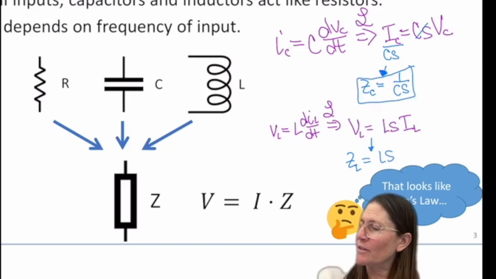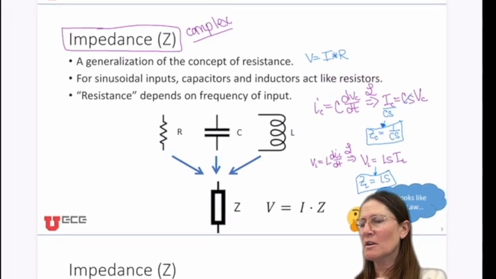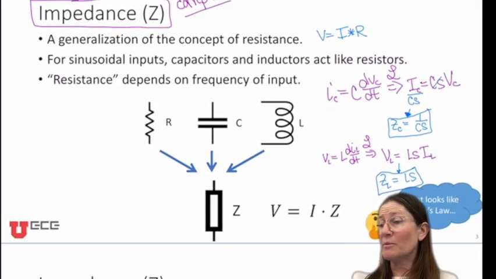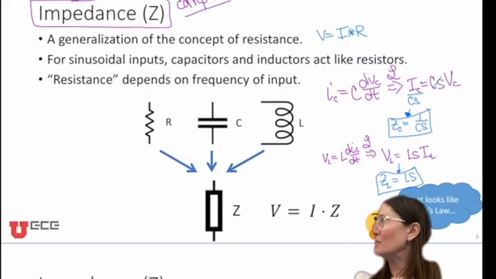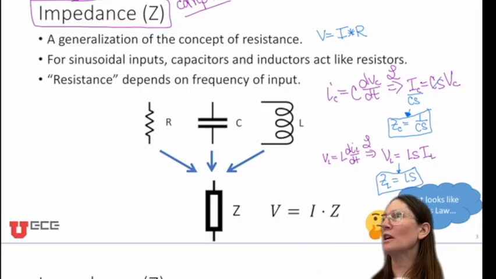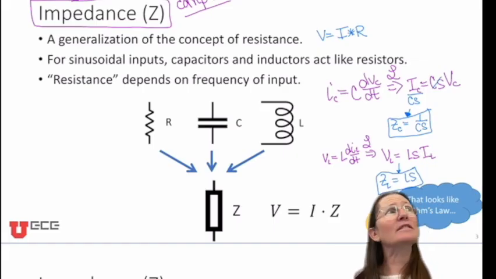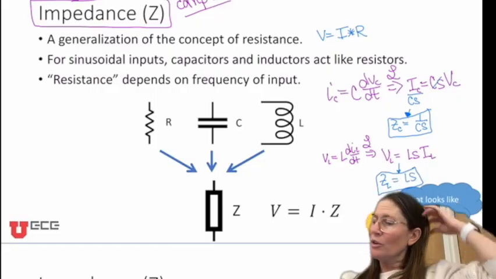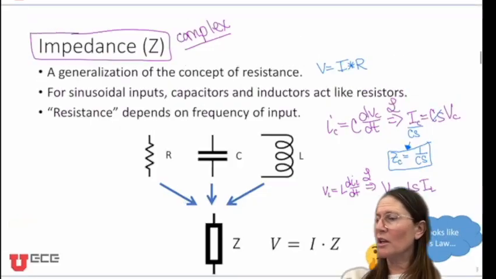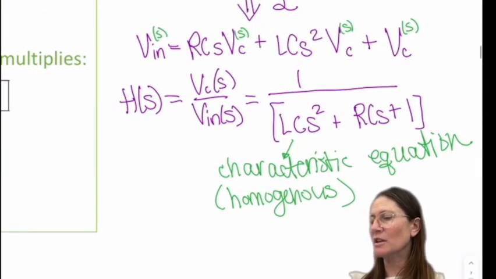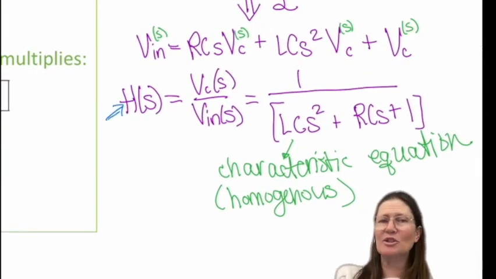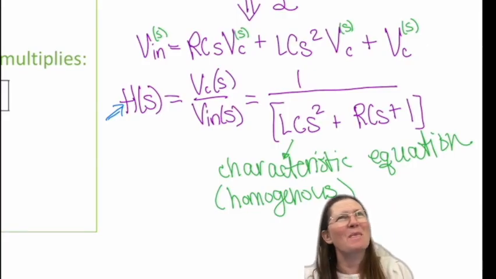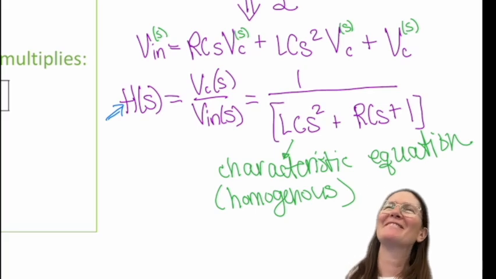So what this means is that these can act just like resistors, and we can treat them just like a resistance. If they're in series, we just add them. If they're in parallel, we take the parallel form of them. The only difference is that they have these S's in them. So with an S, we can get the output over input.